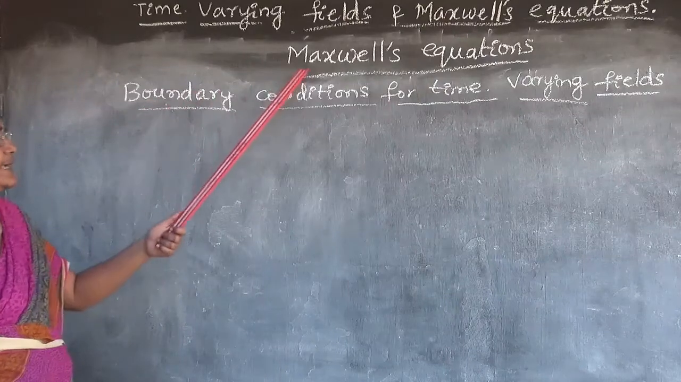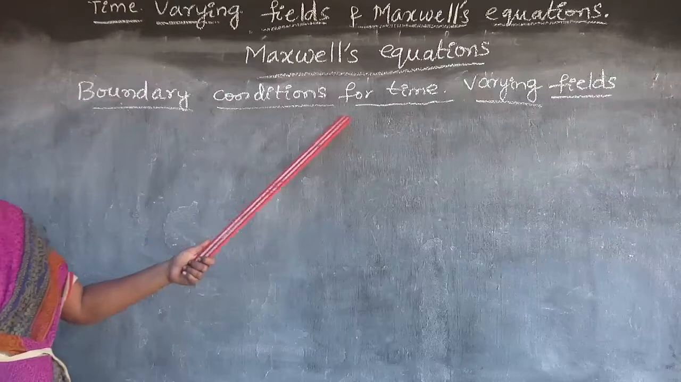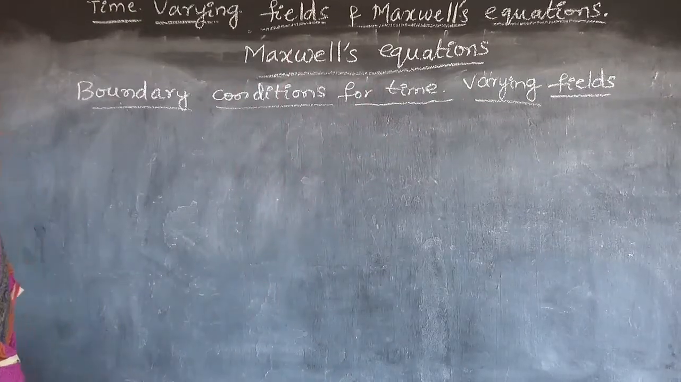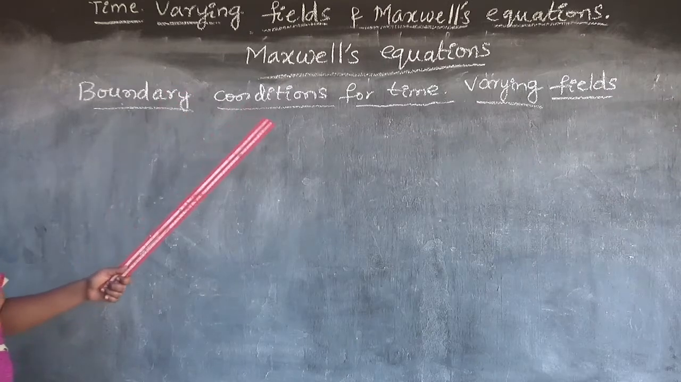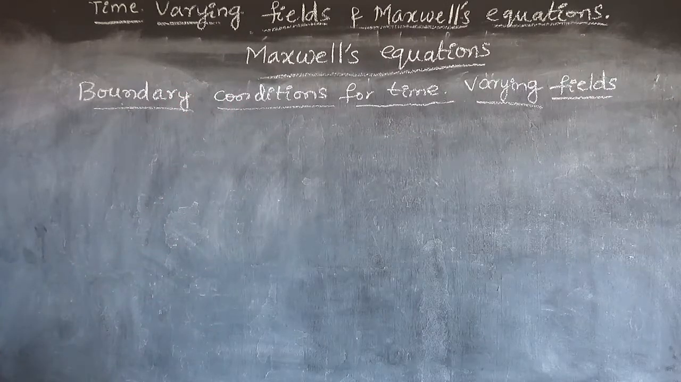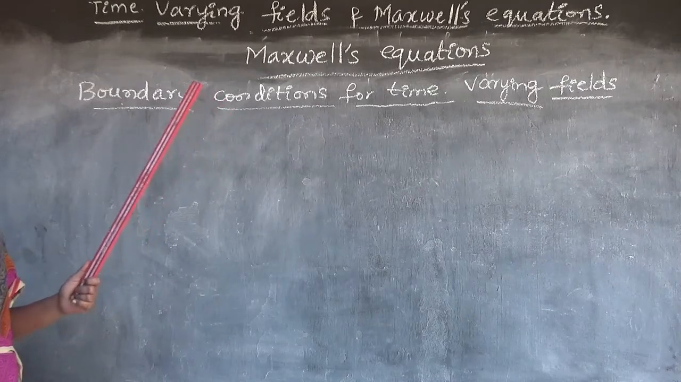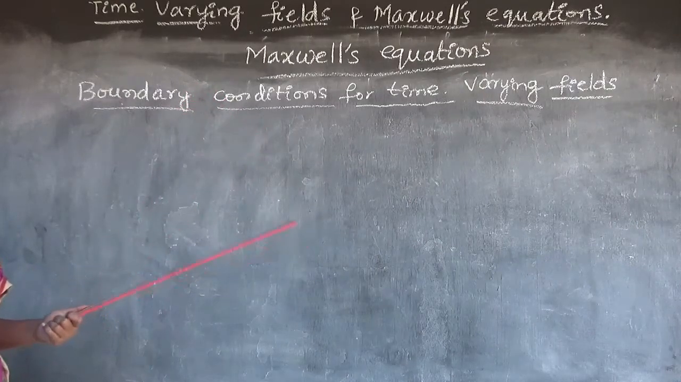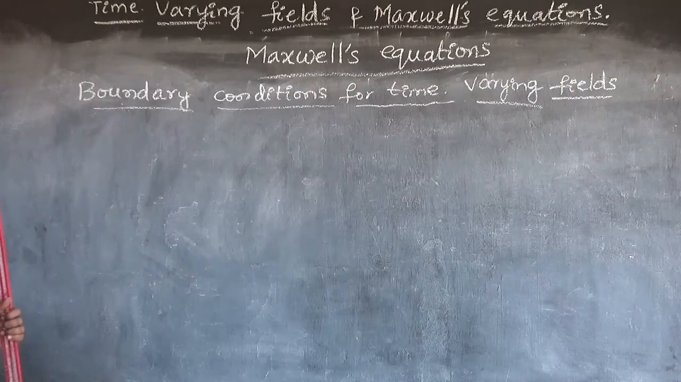Next topic in Maxwell's equations is boundary conditions for time varying fields. We already learned boundary conditions in the static fields, and now we are going to learn what the boundary conditions are for the time varying fields. So what is the boundary condition?